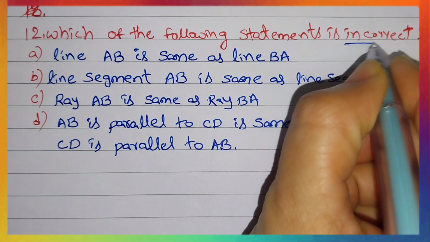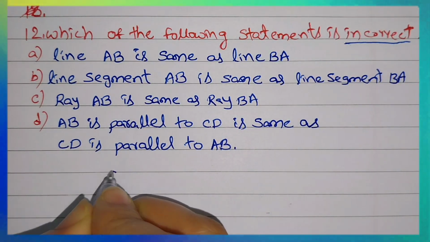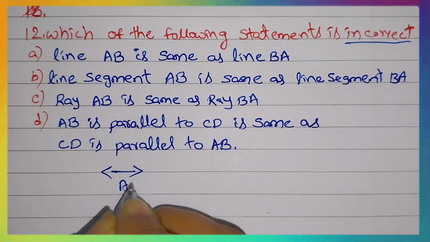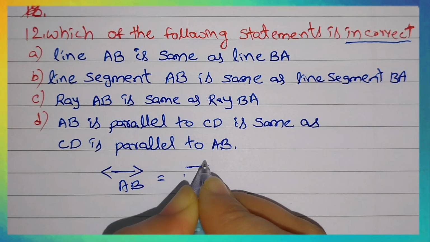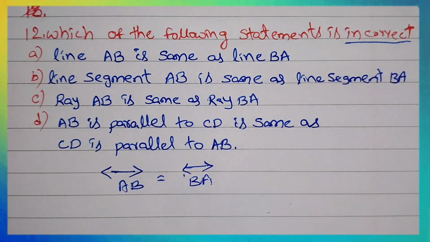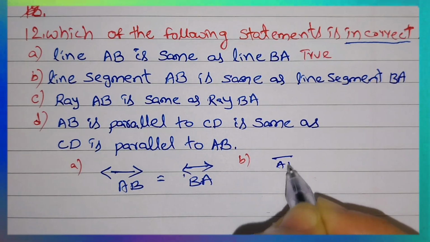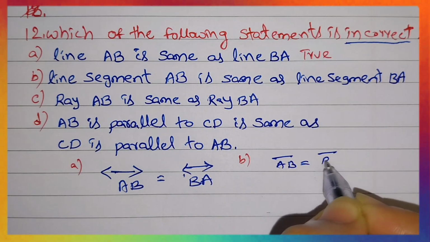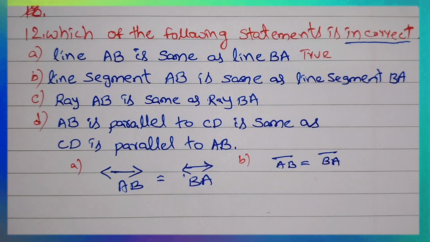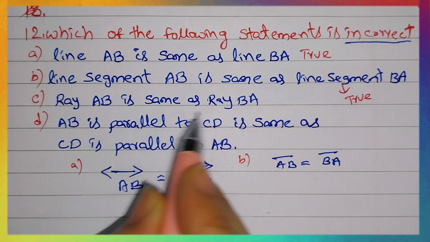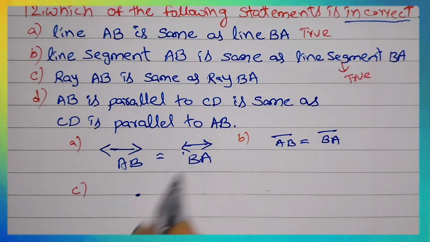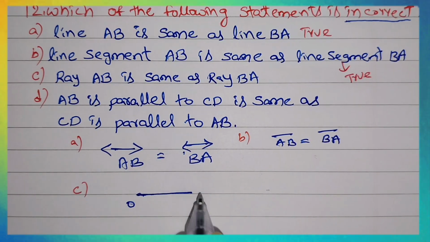Let's see, the option A is line AB is same as line BA. So a line is defined by 2 points and extends infinitely in both directions. So the option A is correct. Next, line segment AB is same as line segment BA. A line segment is defined by two endpoints, and since AB and BA have the same endpoints, this is correct.